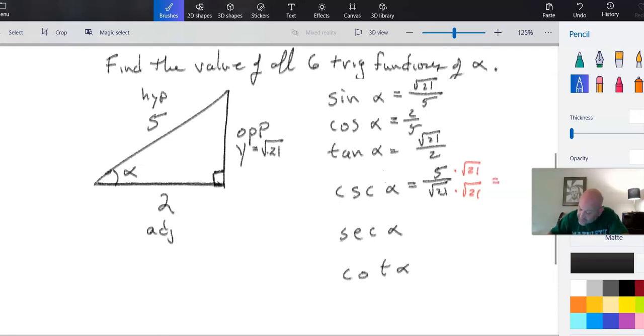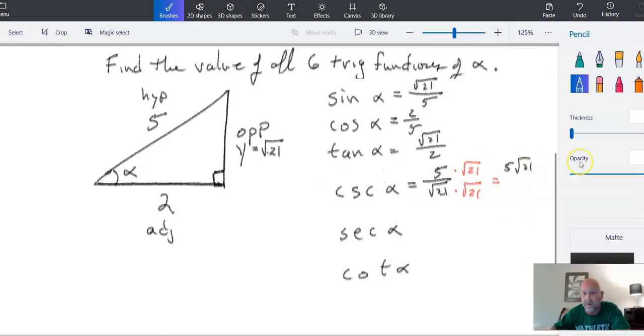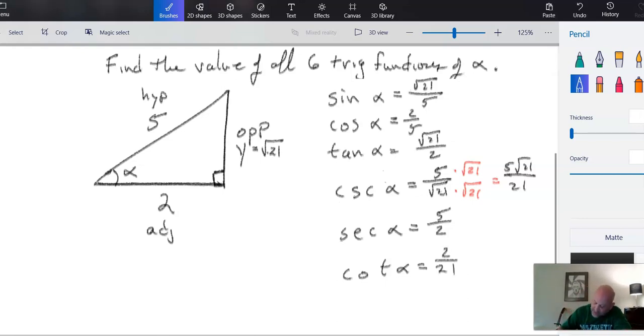And that's going to give us 5 root 21. I'm running out of room. Ooh, let's drop down. Over 21. And that doesn't simplify. So we have 5 root 21 over 21 is what we would actually write as our final answer there. Secant is the reciprocal of cosine, so that one's not bad. And then cotangent is the reciprocal of tangent. So now we have 2 over root 21. I'll do this one over here.